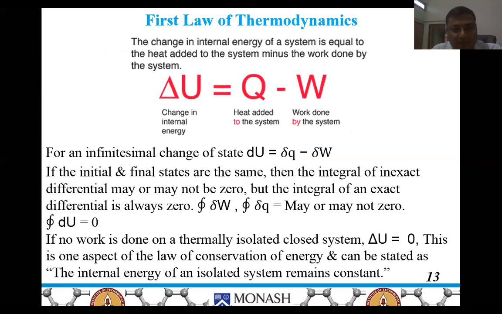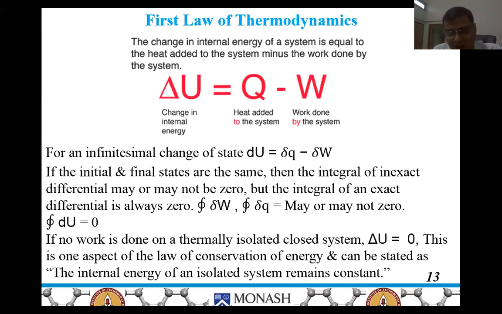Now, first law of thermodynamics. So it's very important. It says that the change in internal energy of a system is equal to heat added to the system minus work done by the system. So basically, heat added to the system is utilized in changing its internal energy plus work done. For an infinitesimal change of state, dU is equal to delta Q minus delta W.